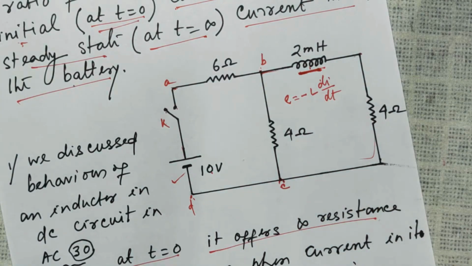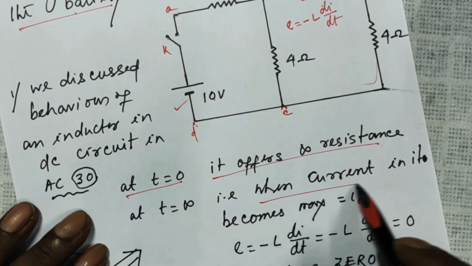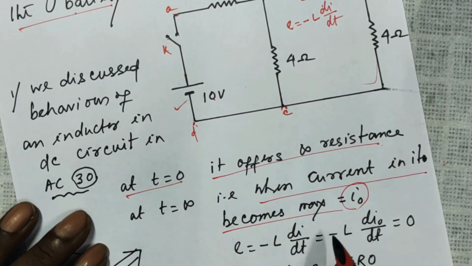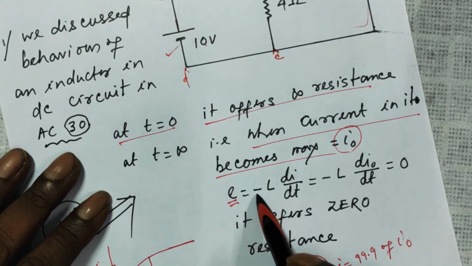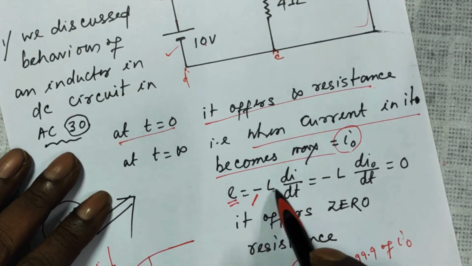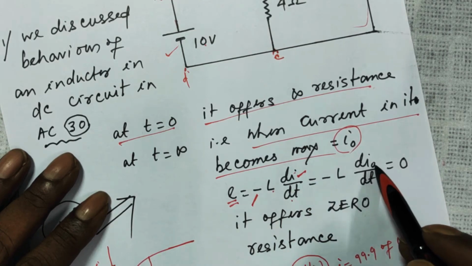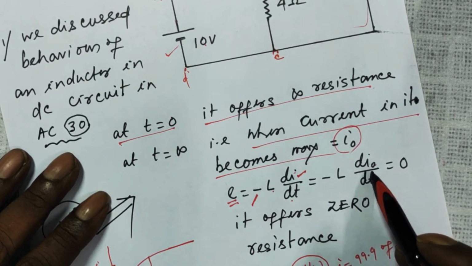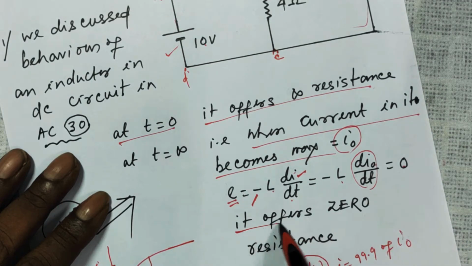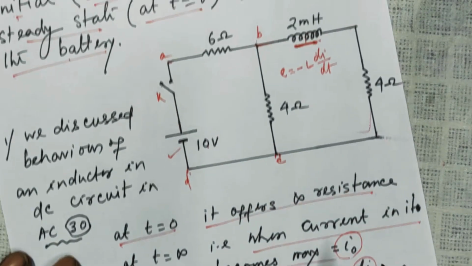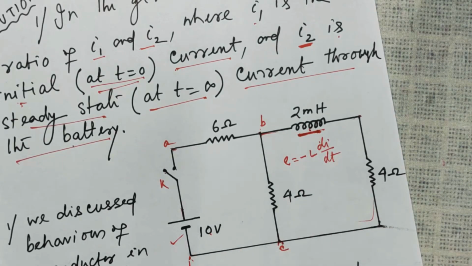When the current in it becomes maximum, therefore the opposing EMF E, the negative sign was indicating it was opposing, is L di by dt. I becomes maximum, I naught. So I naught is a constant, and the derivative of a constant is 0, so 0 into this thing is 0. So this inductor offers 0 resistance at t is equal to infinite and offers infinite resistance at t is equal to 0.